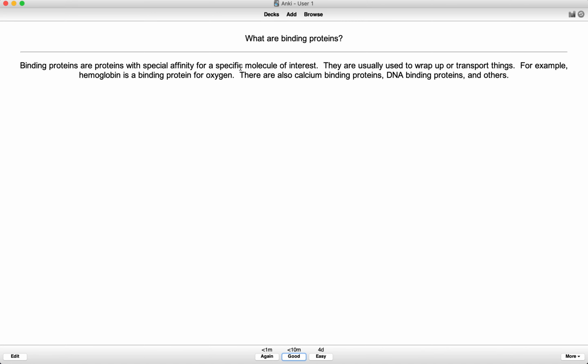Binding proteins, no idea. Proteins with special affinity for specific molecules. For example, there are binding proteins for oxygen called hemoglobin, calcium binding proteins, and DNA binding proteins.